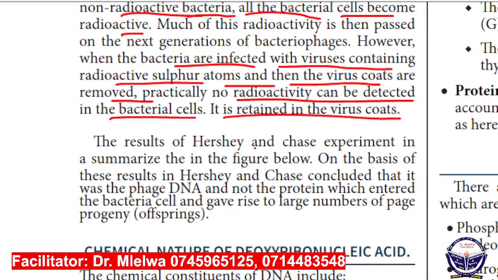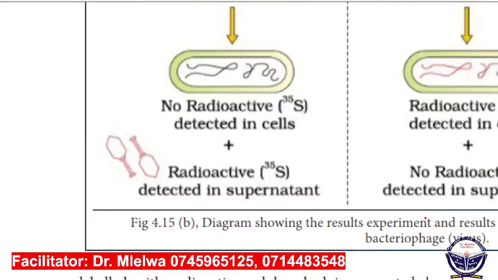So the results of the Hershey and Chase experiment are summarized in the image above. On the basis of these results, Hershey and Chase concluded that it was the phage DNA and not the protein which entered the bacterial cell and gave rise to a large number of phage progeny, that is, offspring.